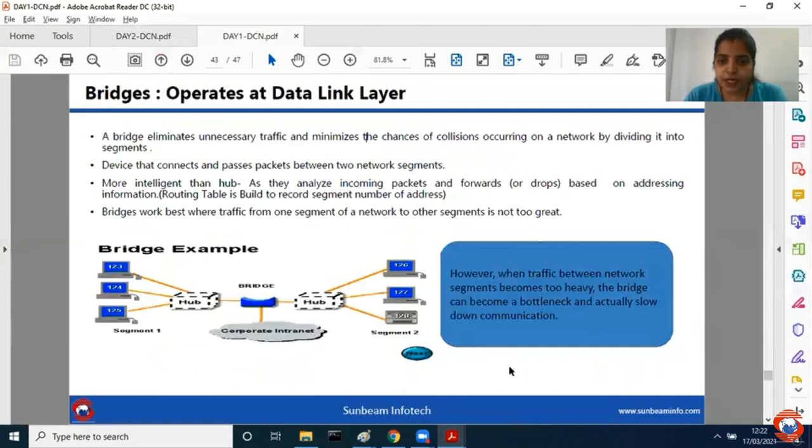All right. So a bridge is another networking device. It analyzes the incoming packet and forwards it based on the addressing information. A bridge works best when the traffic from one segment to another segment is not too great. मतलब bridge भी ऐसा device है जो limited network में communication करना है, it is okay for us. But if the number of devices is more, if the data transmission rate is more, if the traffic between the network segments is more, then a bridge can also fail.